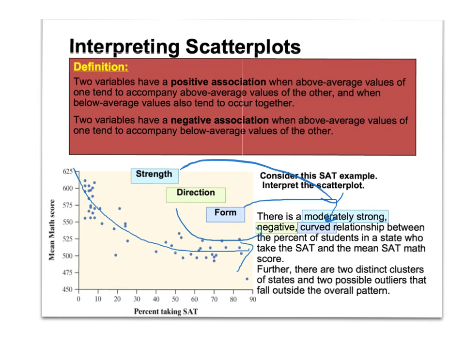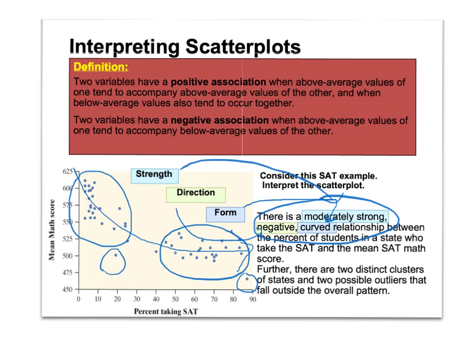Okay, and you might also notice here that there are two clusters. There's a bunch of data here that's really clustered together, and there's other data here that's clustered together, and we do also have some possible outliers here that don't seem to follow the rest of the pattern. So we want to mention those, any kind of patterns that we see there. Okay, but these are the three big things that you need to include in your descriptions.